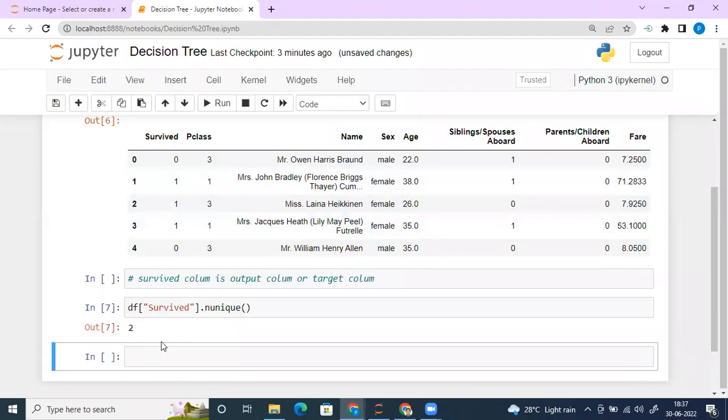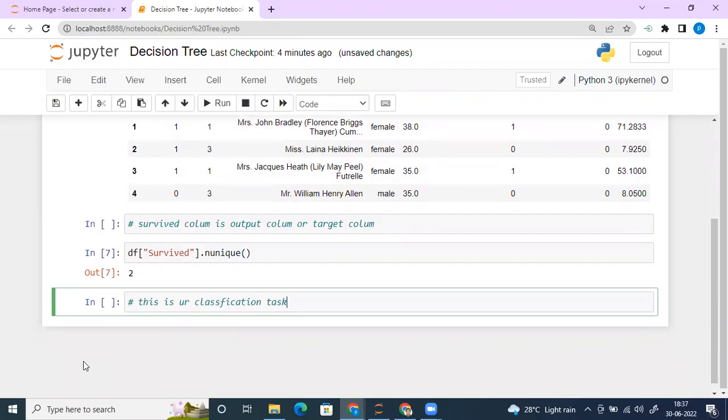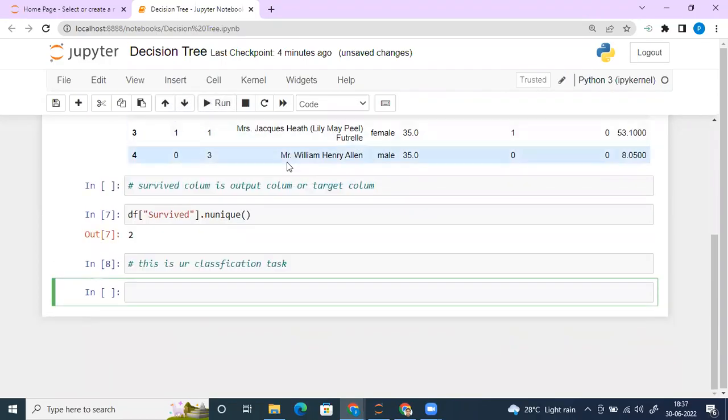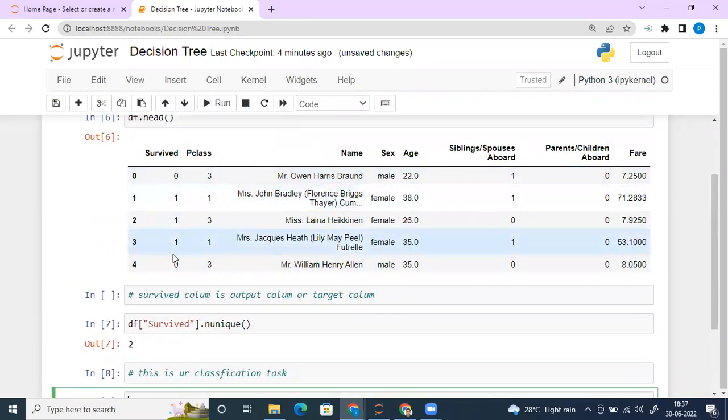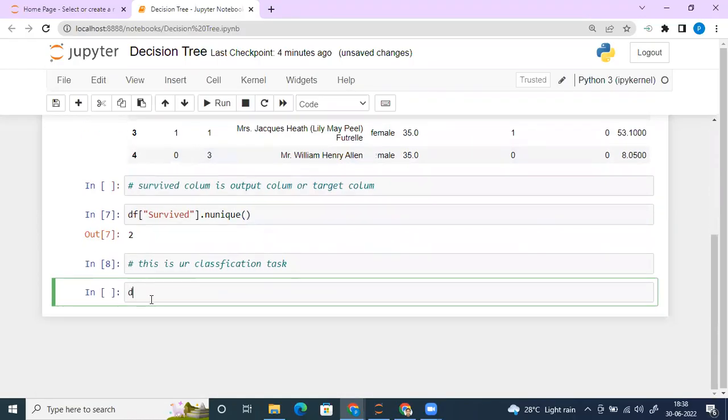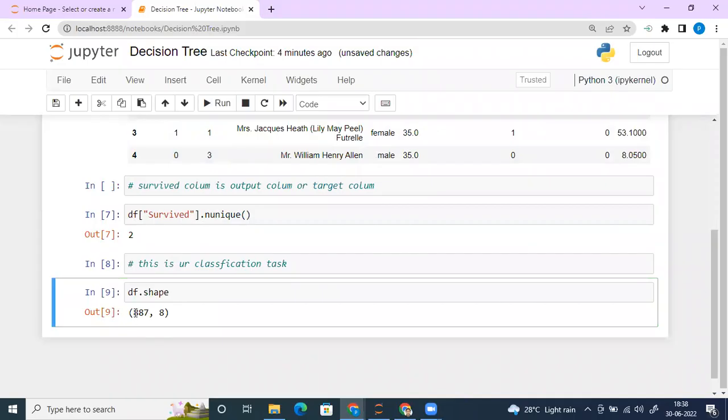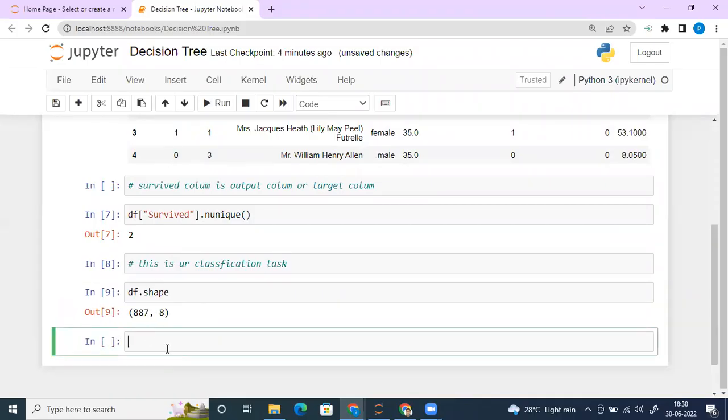So this is your classification task. Perfect. Okay. Next step, the mandatory step that we have to do is what? We have to check how many rows and how many columns there are. So what is that? df dot shape. We have in total 887 rows and 8 columns. Perfect. Let me check their corresponding data types.